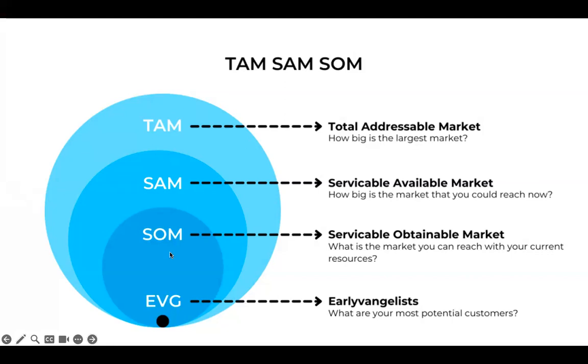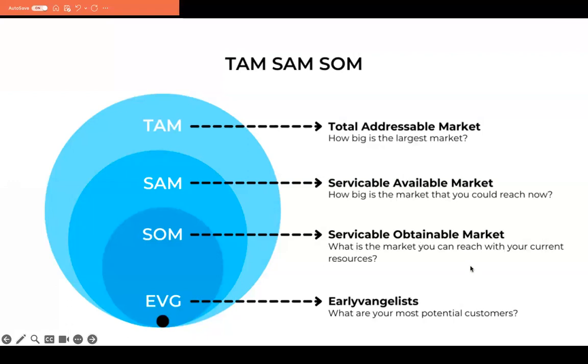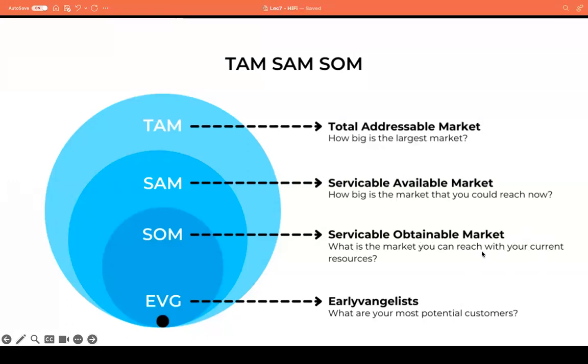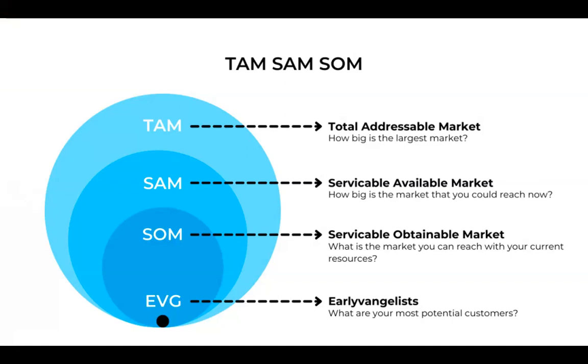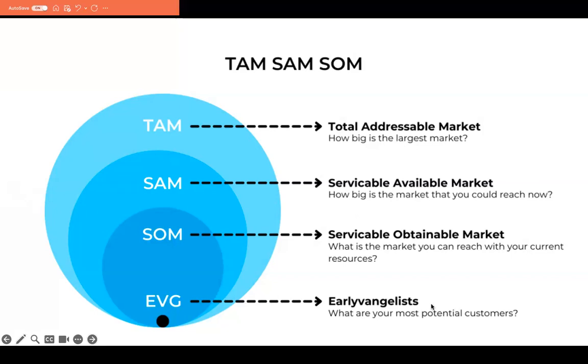While the SOM, which is just a percentage of SAM, as you can see, is the market that you can reach within your current resources. Okay. And the EVG, which is not included in the previous slide, is the early evangelist, or it asks the question, what are your most potential customers?